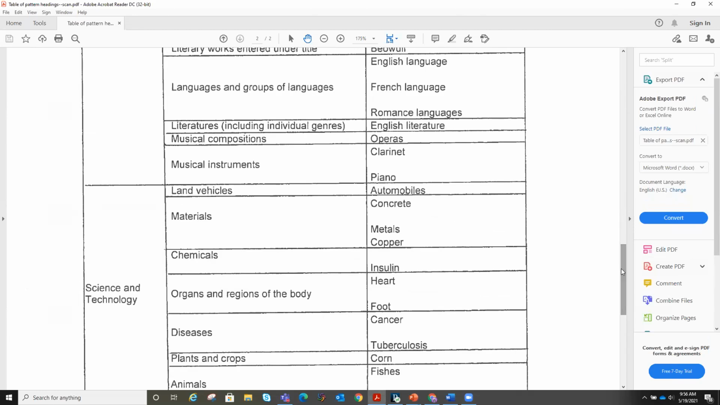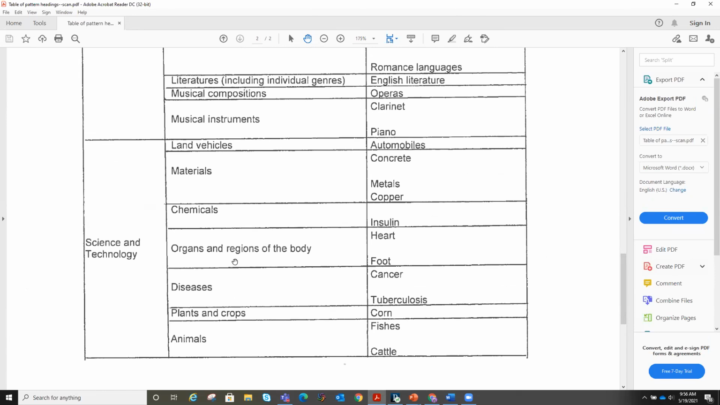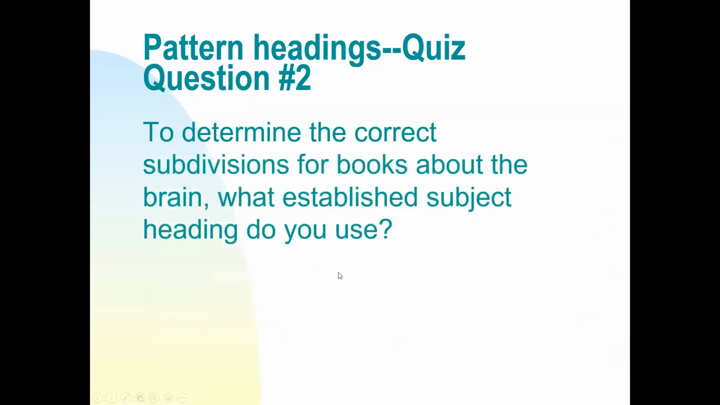Okay, and I did see some answers popping up in the chat. Heart or foot, heart, heart. Okay, so looking at this, we see organs and regions of the body. If the question was about the brain, that's an organ, so we would look at heart. If it was about a region of the body, then we would look at foot. So heart is the answer.